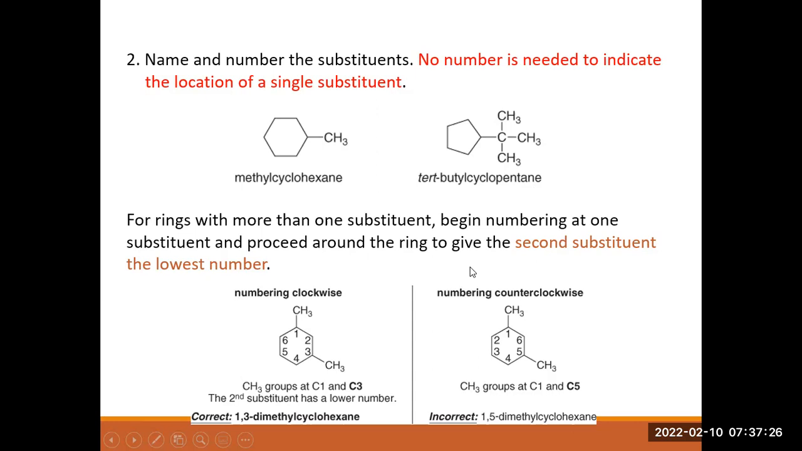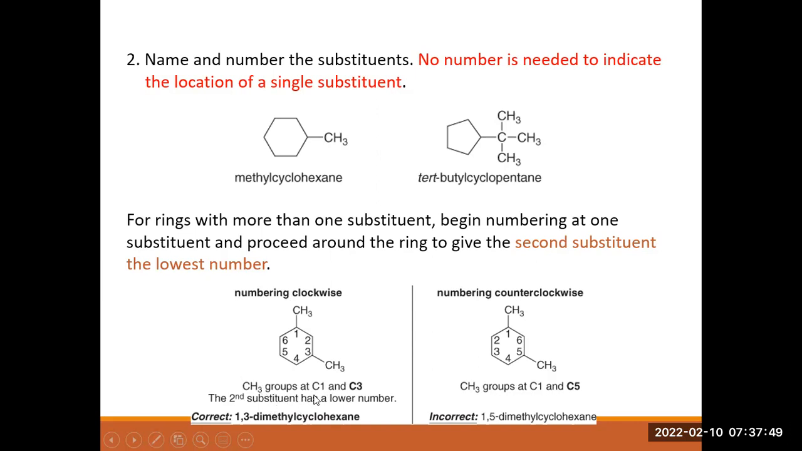For rings with more than one substituent, begin numbering at one substituent and proceed around the ring to give the second substituent the lowest number. So you always count clockwise. So that's 1, 2, 3, 4, 5, 6. Numbering counterclockwise is incorrect. So you always number clockwise.